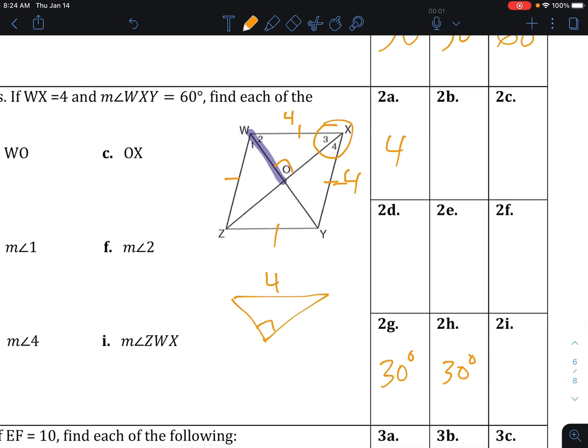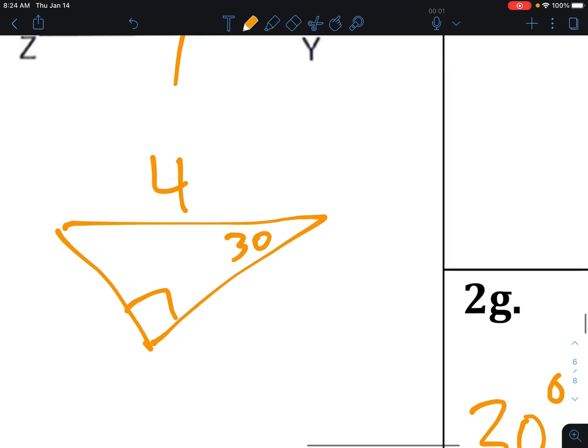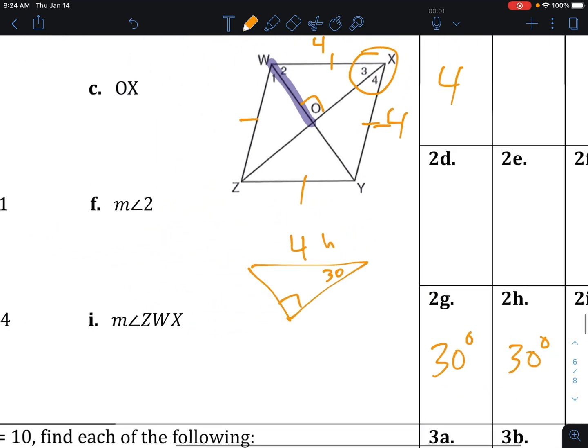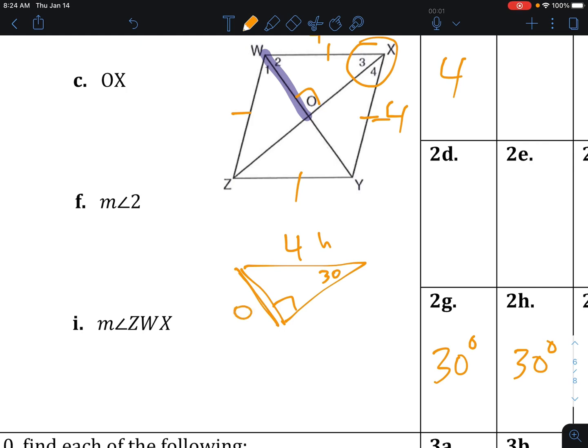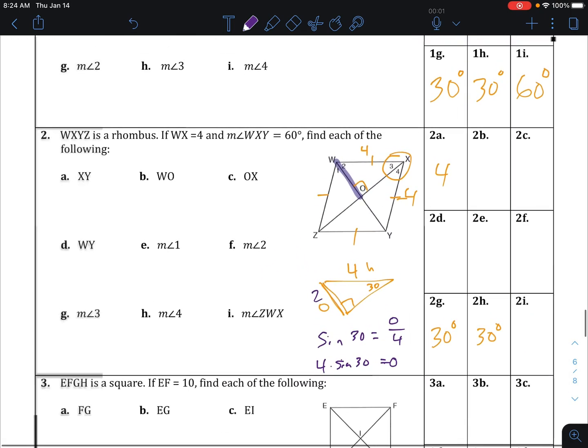Now we can find WO really quick using some trig. That's the hypotenuse. WO is this side, which is opposite. So we would use the sine of 30 degrees is equal to opposite over hypotenuse, which is 4. And then WO is going to equal 4 times the sine of 30, which is 2. So WO is 2.